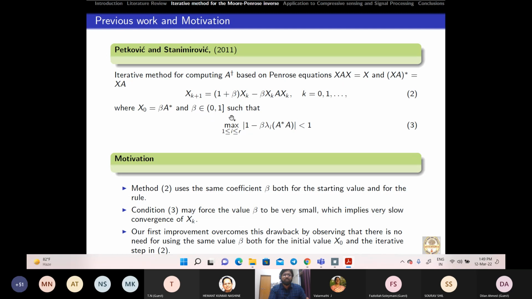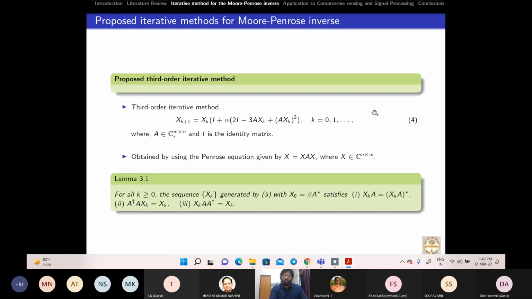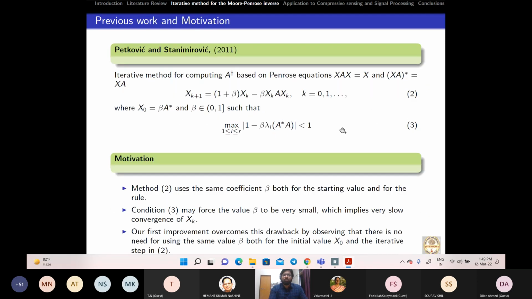How to choose β is given by this expression: the maximum of |1 − βλ_i(A*A)|, where λ is an eigenvalue of A*A. So using this expression, they choose β. One way to get β is to take β = 1/‖A‖², and then automatically that will satisfy this particular expression. So when we develop code in general, we take β = 1/‖A‖², so this lies within this limit, understand? And we have the initial approximation and we can apply this.